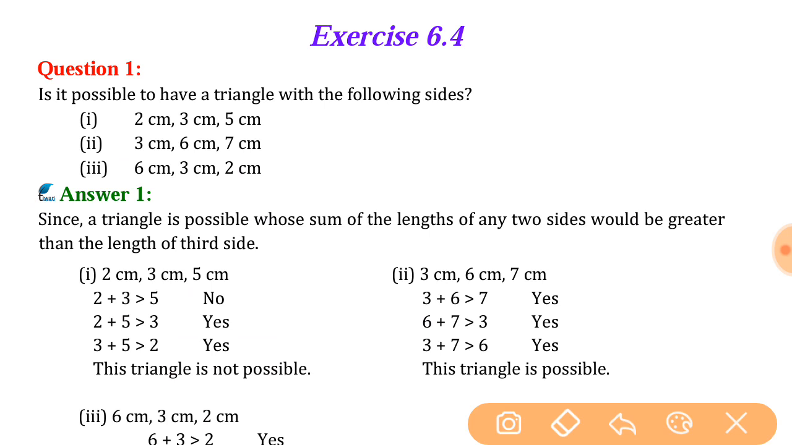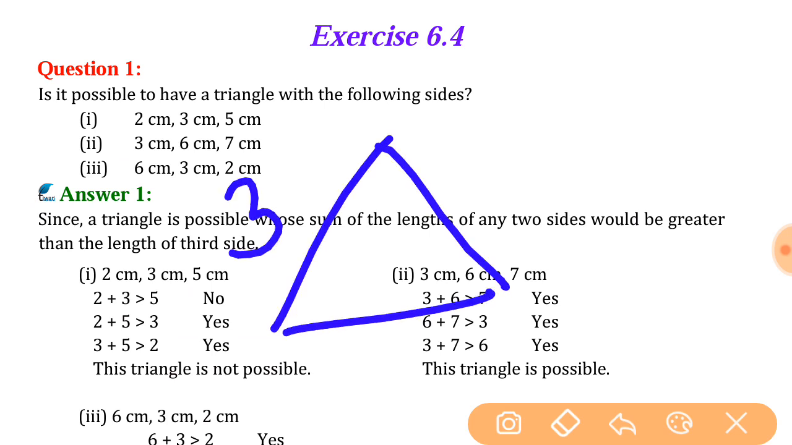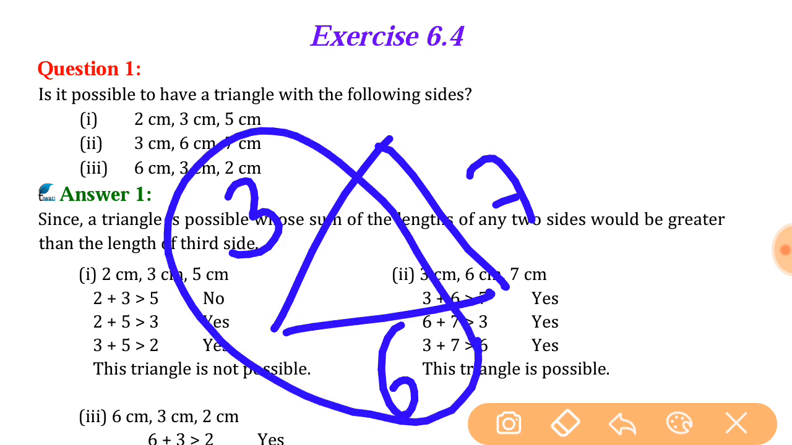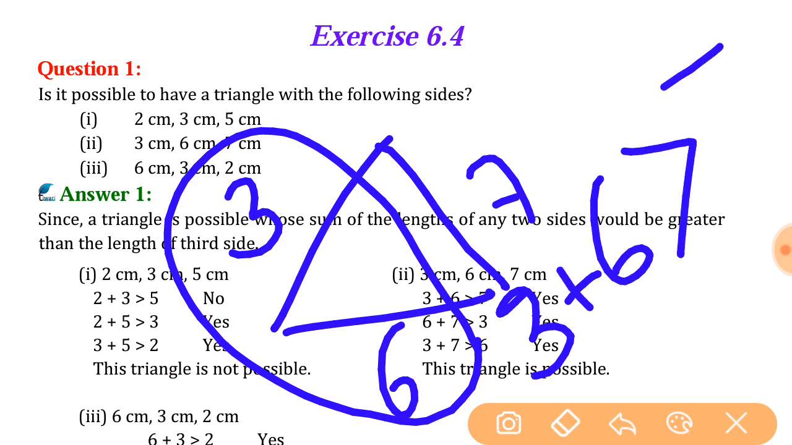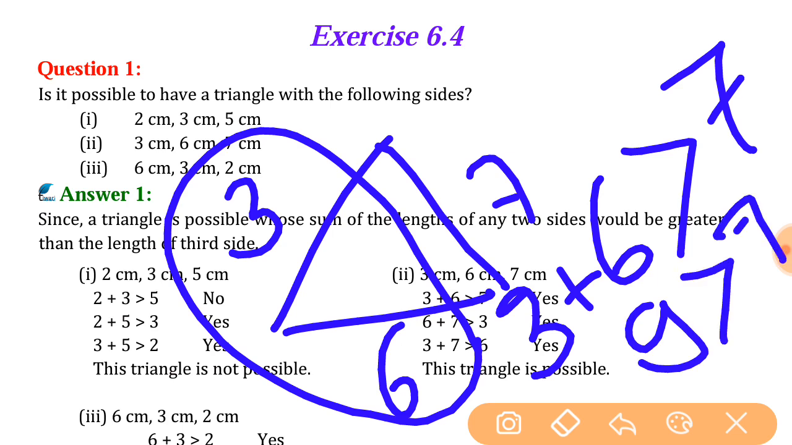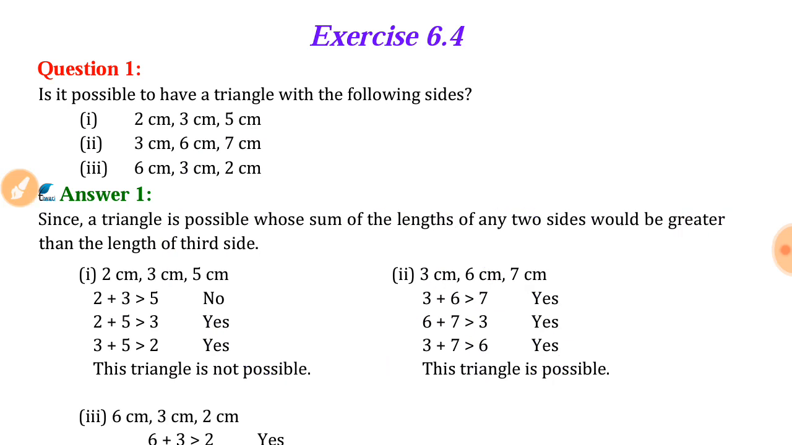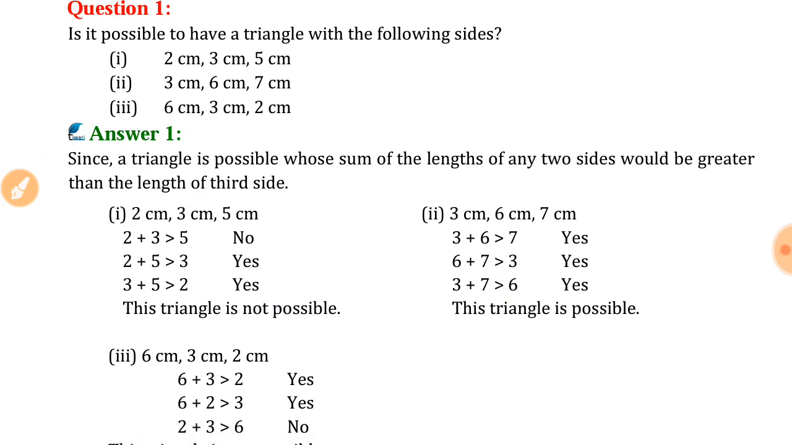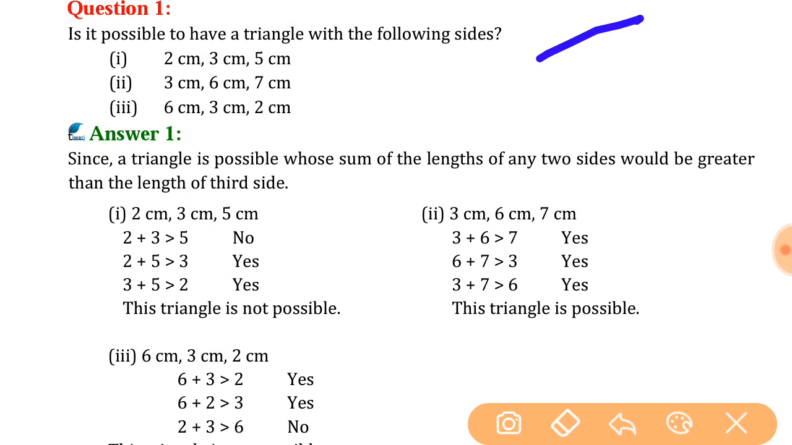Here is one more measurement: 6, 3, 7. Which are the smaller two? 3 and 6. So 3 plus 6 should be greater than 7. 3 plus 6 is 9, which is greater than 7, so it is possible to have the triangle here. This is the property of the triangle, and that is the question: is it possible to have a triangle with the following sides?